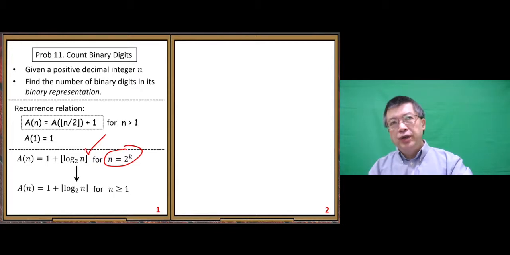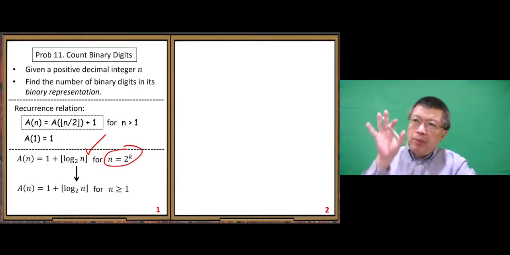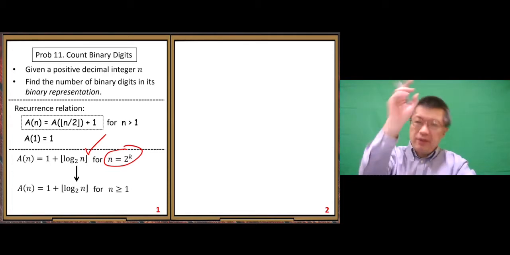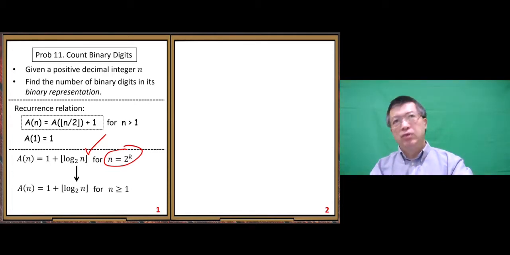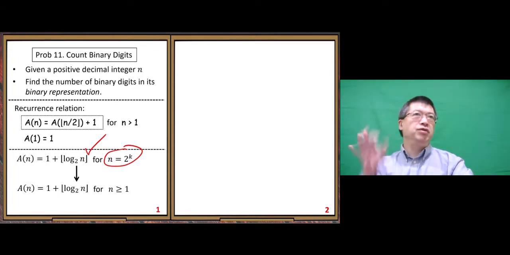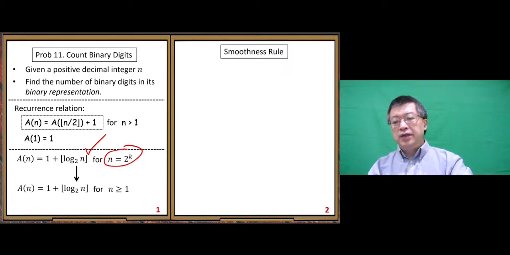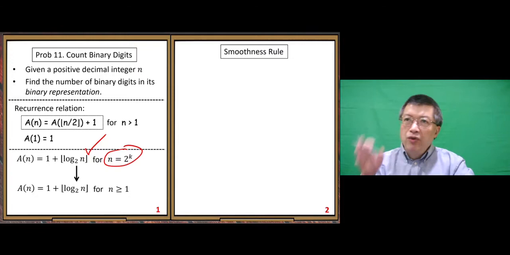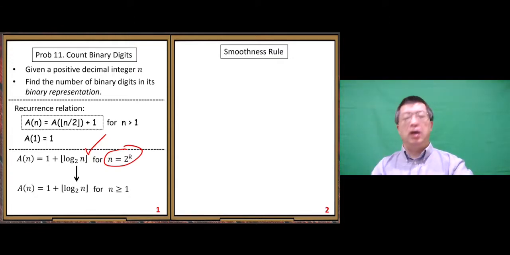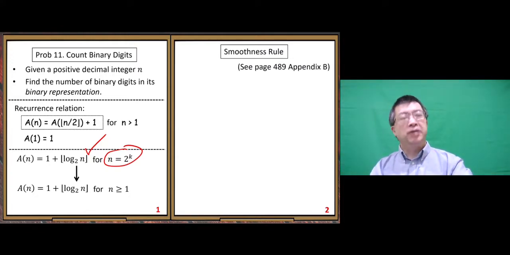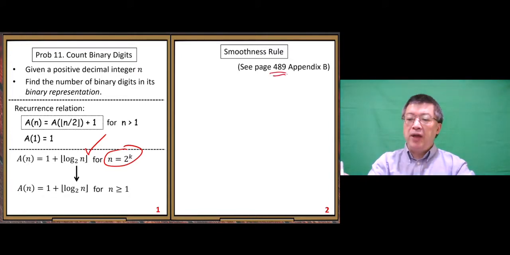So in the future, when we have the similar situation, we want to apply some theorem. Definitely the theorem must be proved. As soon as we prove that theorem, then later we just use it. All right, so the theorem, we call it Smoothness Rule. That's in our textbook, this page, Appendix B.